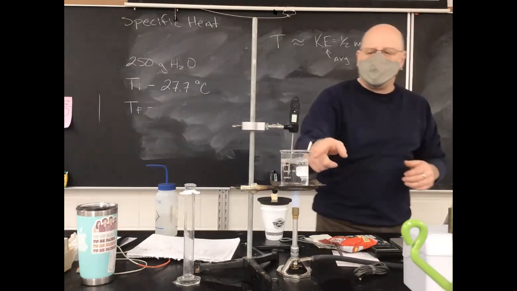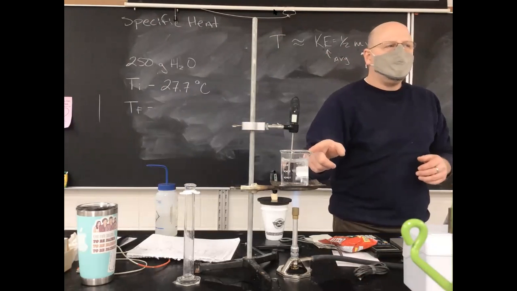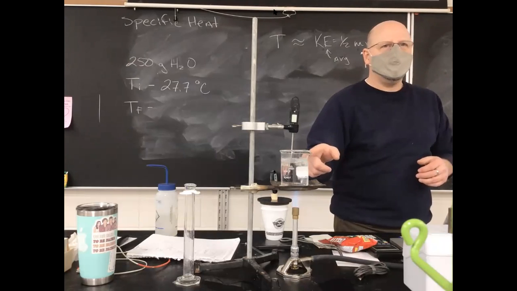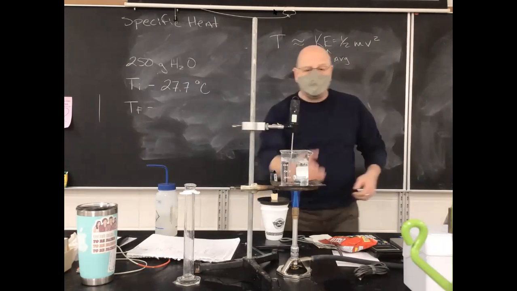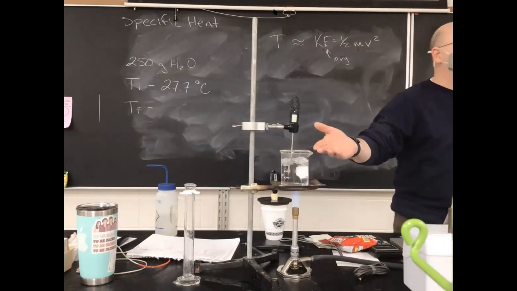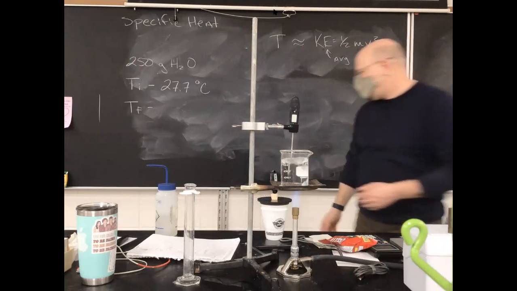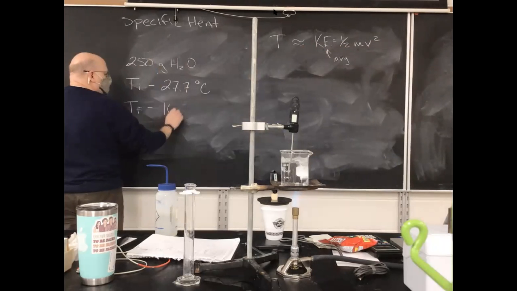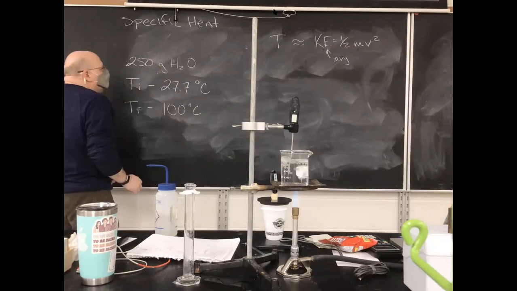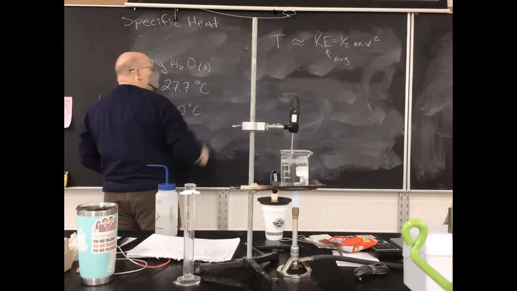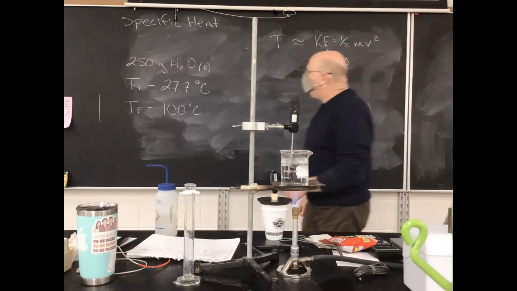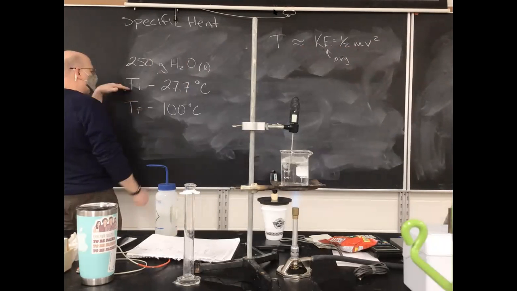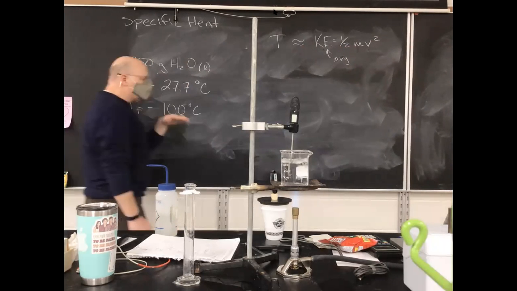Okay, what's the temperature of this water? Come on, class. What's it doing? 100 degrees Celsius. It's boiling. It's been that way for a couple minutes, right? Temperature hasn't changed. I guess I should add this as liquid water. For this liquid water, I'm taking 250 grams of it, and I started at 27.7 degrees Celsius, and I took it up to 100 degrees Celsius.